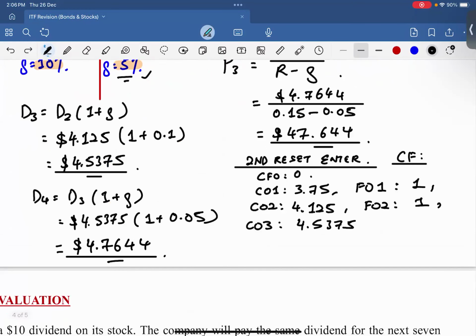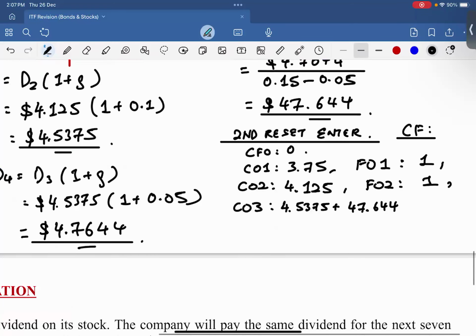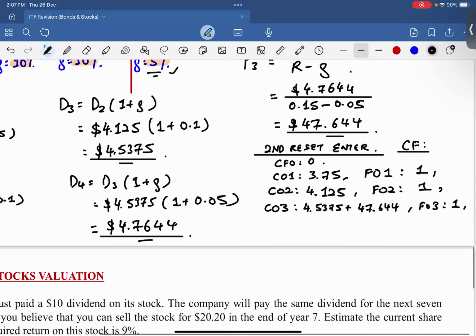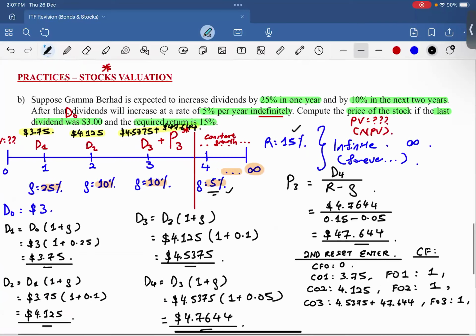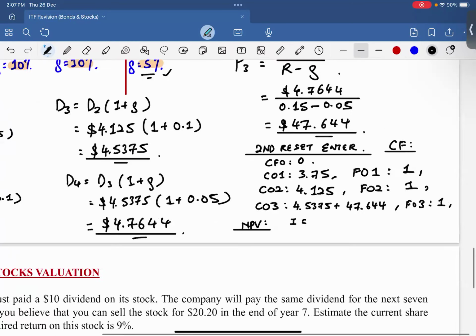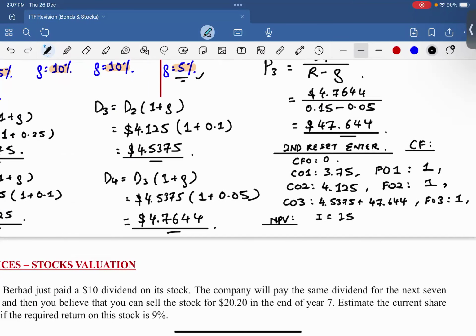Okay, so let me write smaller a bit. So this one, 4.5375 plus 47.644. Okay, you also receive one time. Okay, then after that, you press NPV. Okay, I is how much? Required rate of return is 15%. 15. Okay. And then you press compute, you get the answers.